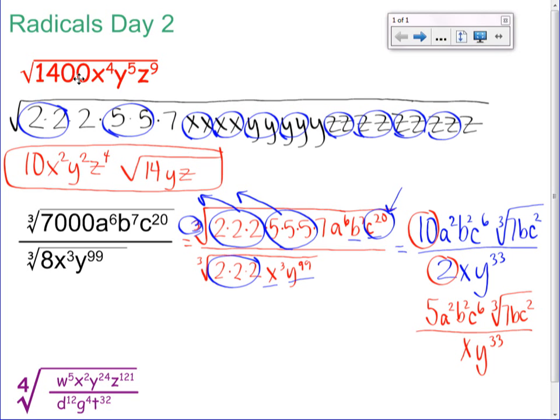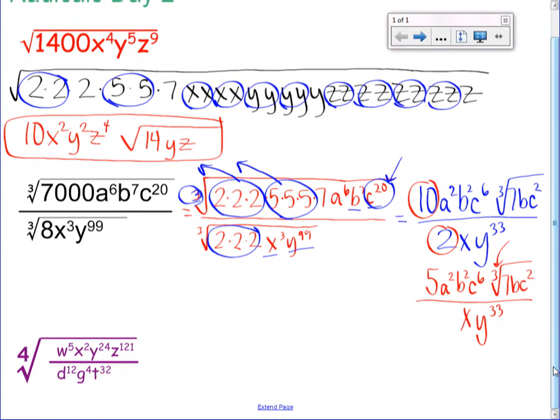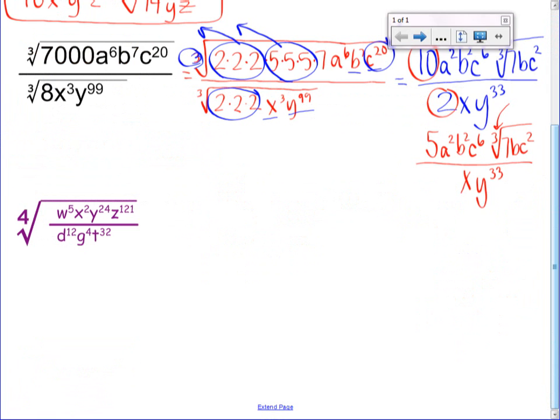Questions before the last one? This is the most common mistake, is kids will forget to write that root number on there, so don't forget that. If it's there, it needs to stay there. We good?